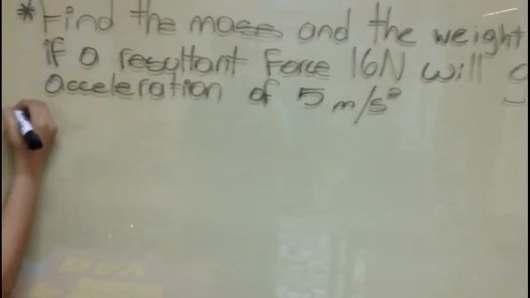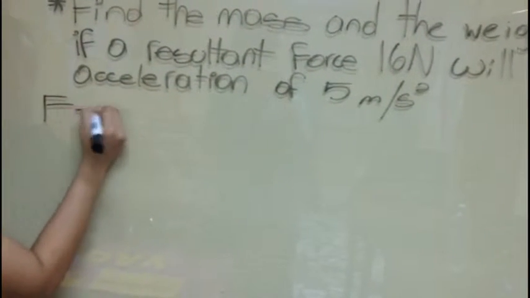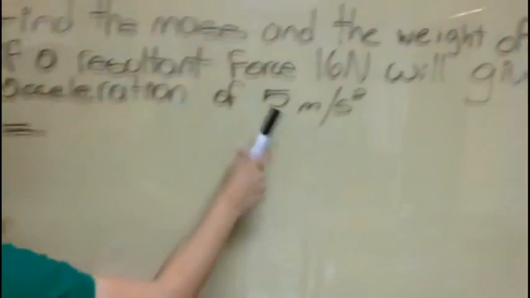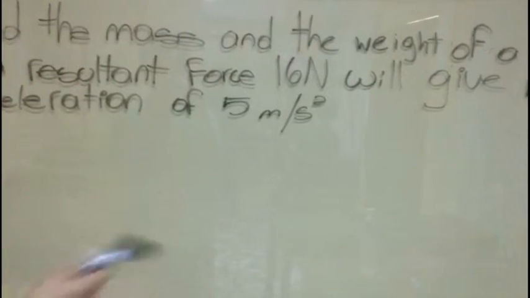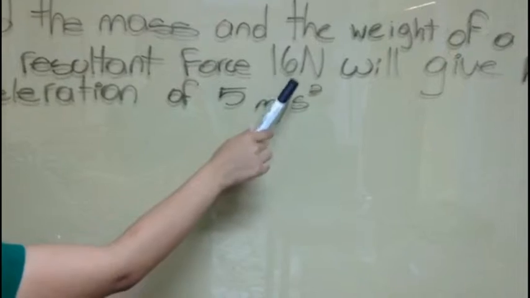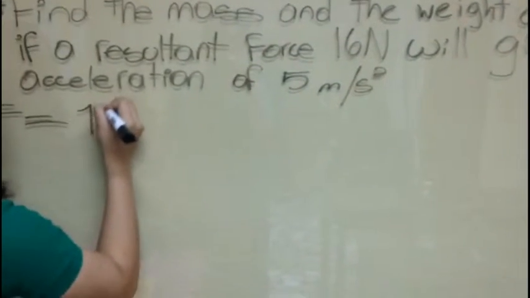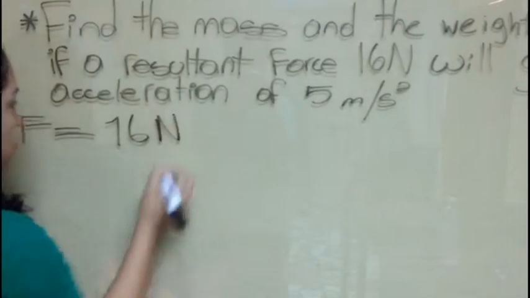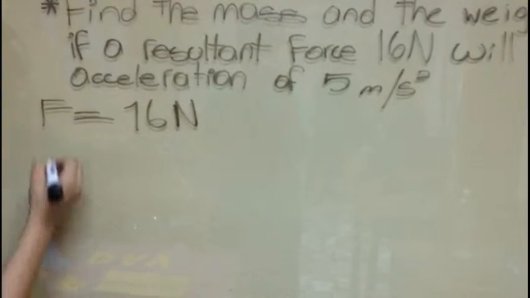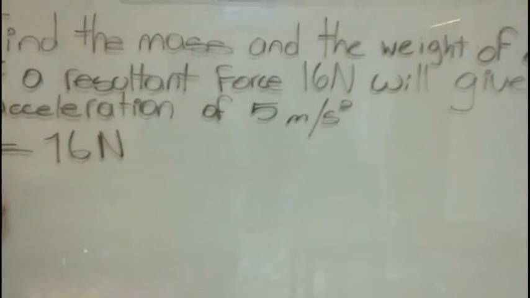So first, it gives us force. How do we identify force? We identify force in pounds and in newtons. So we have here 16 newtons. We put 16 newtons in force. Then we put acceleration. That is what it gives us.